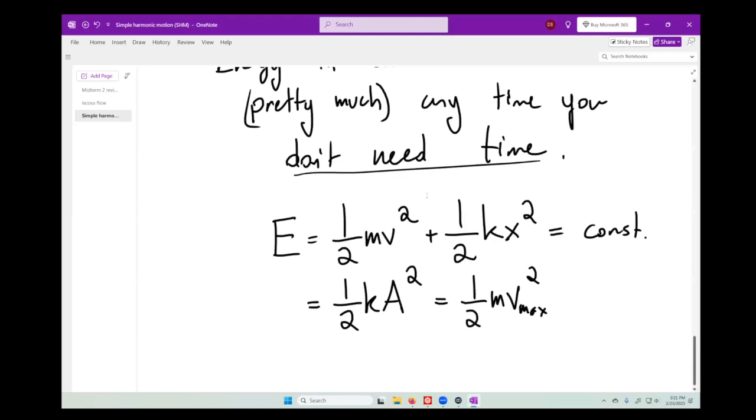Right, and so this is useful if you know the initial speed and the initial position, and you want to know what's the amplitude of the motion or something like that. Let's say you know the amplitude and you want to find what's the speed when the mass is at a certain position, then you could use energy conservation.